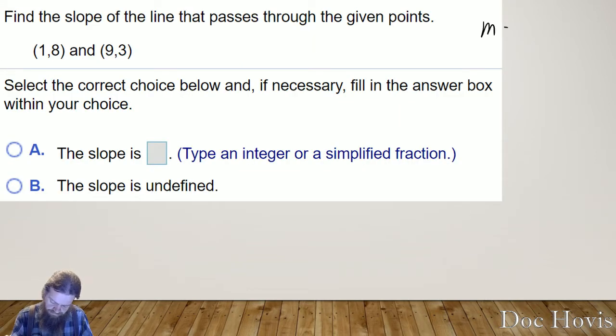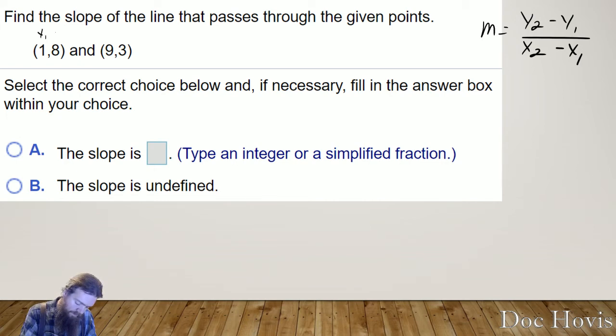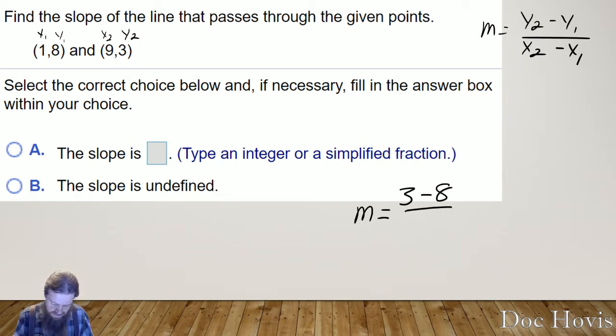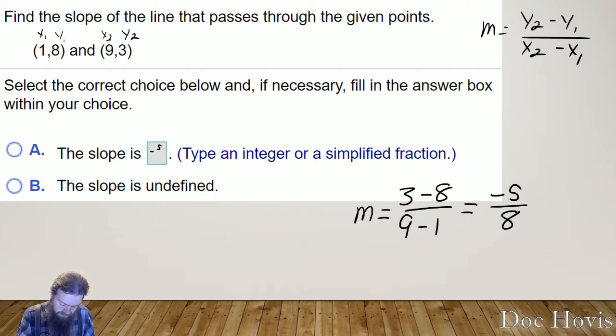Minus y1 over x2 minus x1. This is my x1, this is my y1, this is my x2, this is my y2. That's the other way. I don't know if I like it. I like my chart way, but you know, some people just like to do it their way. So, you know. 3 minus 8 over top of 9 minus 1. 3 minus 8 gives us negative 5. 9 minus 1 gives us 8. And that's my slope. Negative 5 over 8. Good? Cool. All right.